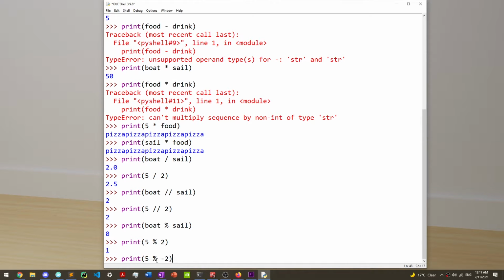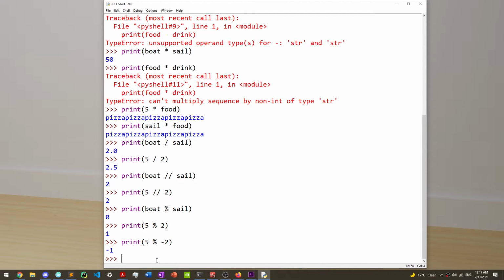Now, the negative modulus, what I'm basically saying is 5 mod negative 2. And we should actually expect negative 1. Now, this is pretty important to note. What most programming languages essentially do is take the numbers, mod them, and then convert the answer to a negative number. But it isn't always correct, so watch out for that. But in Python, I believe it's actually completely true.